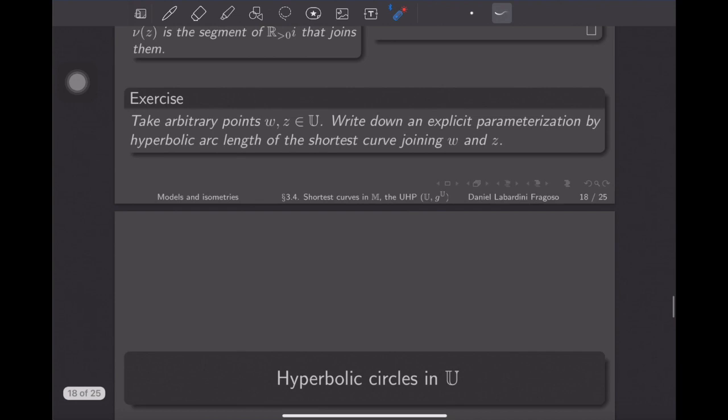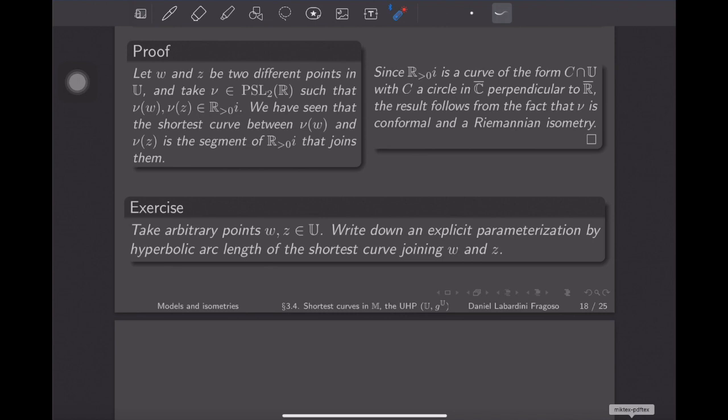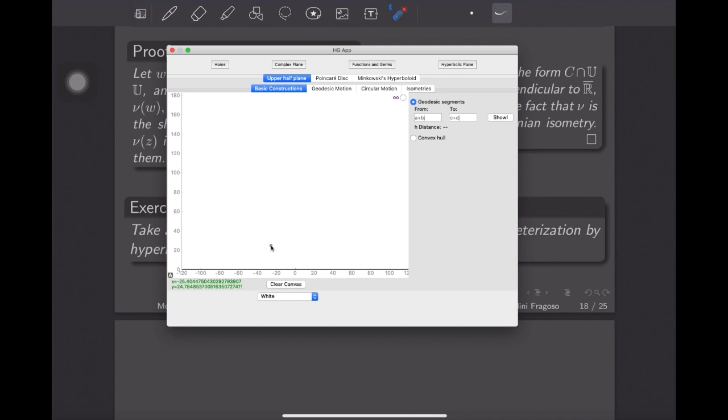So let me show you some shortest curves here. There you have the shortest curve between these two points. The claim is that this segment, when you draw the whole Euclidean circle containing it, is going to cross R bar perpendicularly. Now we can start moving the point, and that is how the shortest curve moves with it.